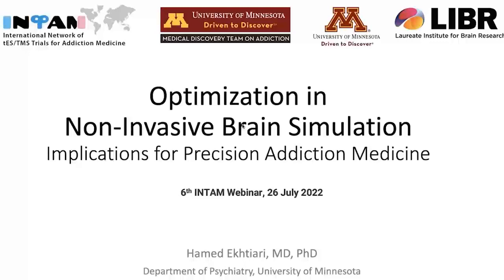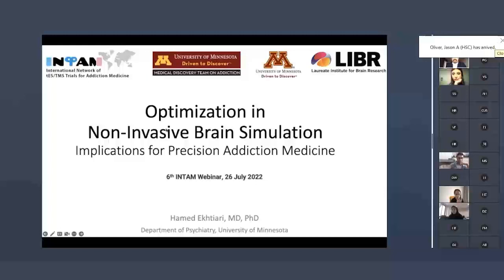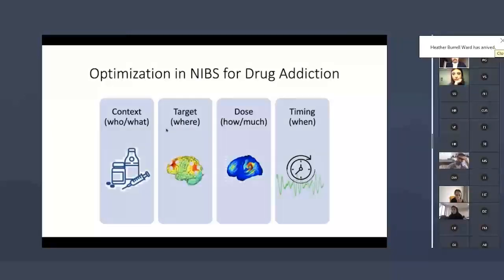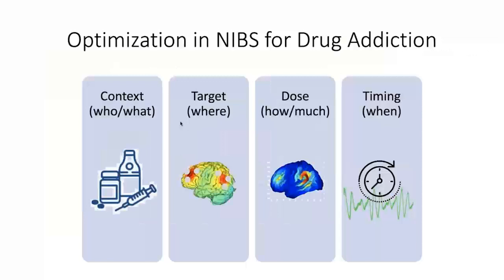And that is the main target of the webinar today. So we will try to discuss this specific issue. And when we talk about optimization, we have optimization in at least 4 major dimensions. We have context, target optimization, dose optimization, and timing optimization. So we'll have at least four different topics.